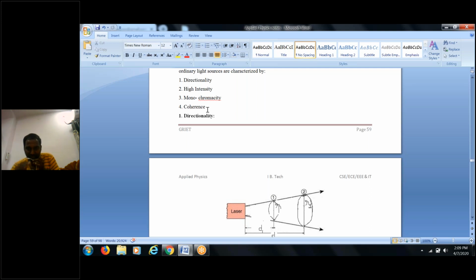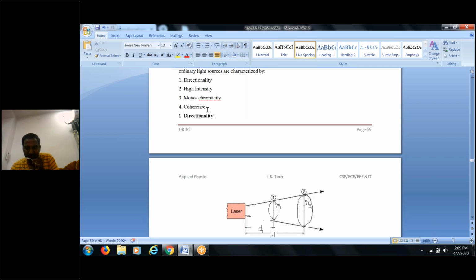Therefore, finally, regarding these characteristics, out of all the electromagnetic radiations available so far, only laser light is a special light which is capable of exhibiting these four special characteristics known as directionality, high intensity, monochromaticity, and coherence. And the next immediate question is, why only laser light is capable of exhibiting these four characteristics? These four special features are not possible in any other electromagnetic radiation.